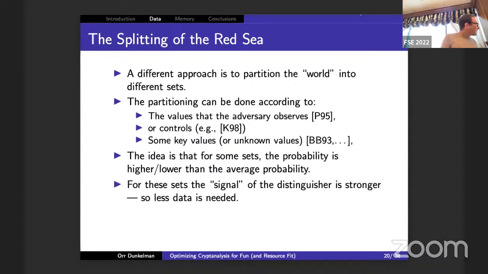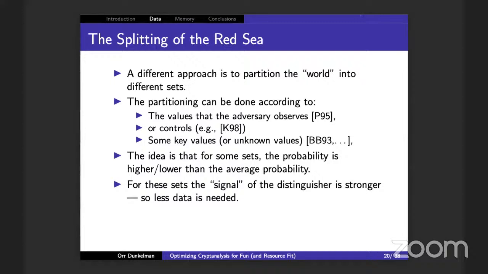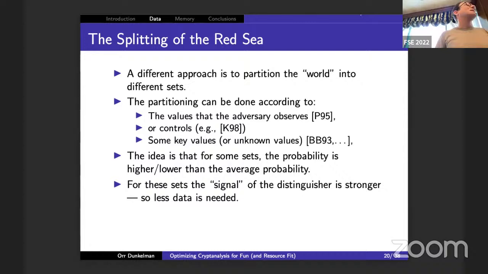And the thing is, in some cases, this allows us to attack schemes that earlier we couldn't. There is a wonderful example with respect to conditional linear cryptanalysis, where the probability of the linear approximation is zero. But if you divide the world into two halves, according to some bit, then the bias here is very high. The bias here is also very high. It's just that they are the negation one of the other. So you can get wonderful things like that.